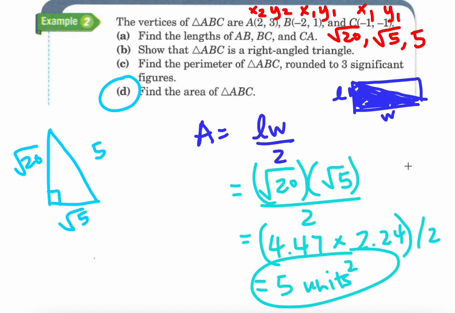So for the area, you don't need the hypotenuse because it's just the diagonal. You only need the length and the width, which are the legs.